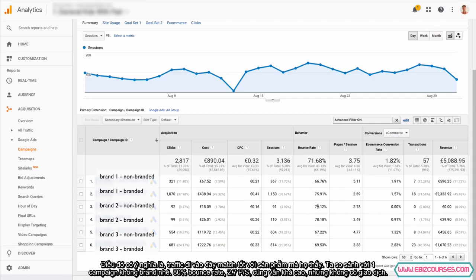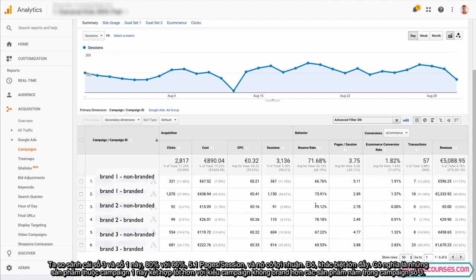Compare that to this one. So we have non-branded traffic. We have about an 80% bounce rate, 2.7 average pages per session. That's still high, but no transactions. So if we compare this one, 79% for non-branded traffic, to this first brand with 66% bounce rate, 5 pages per session, and also bringing in conversions, you can see that there's a big difference. Here we're at 80 and here we're at 66%.